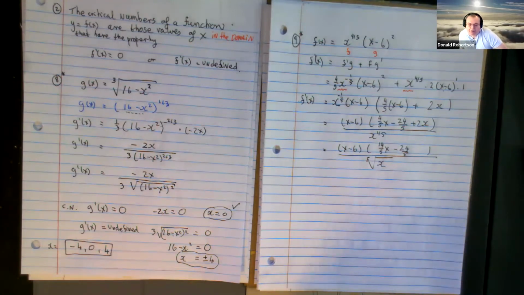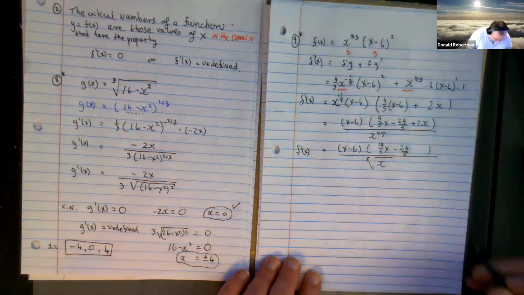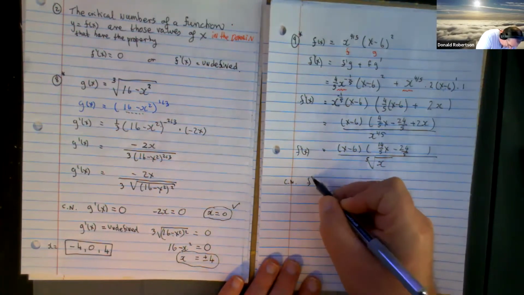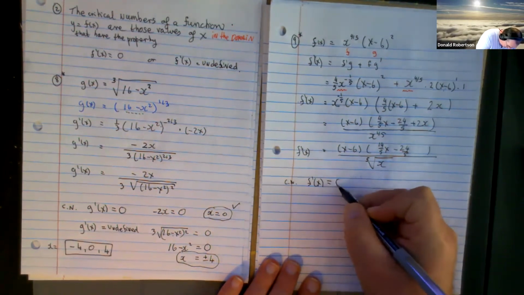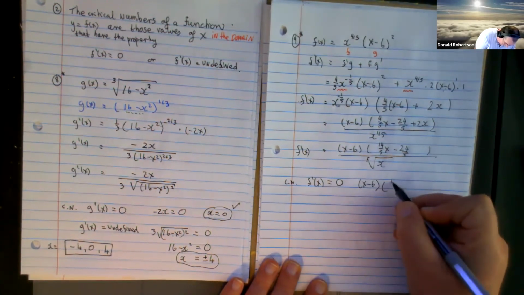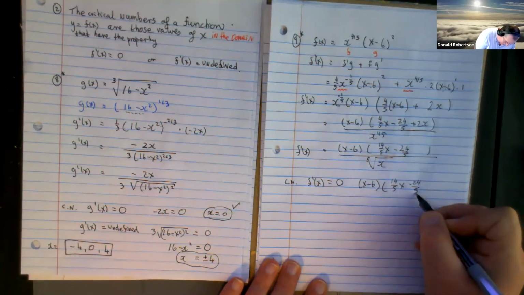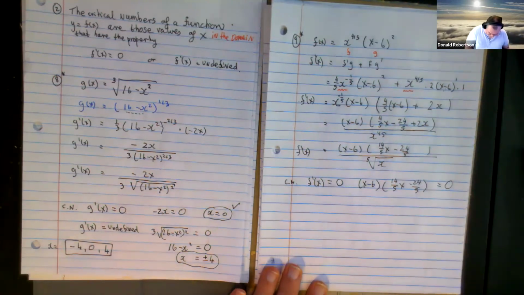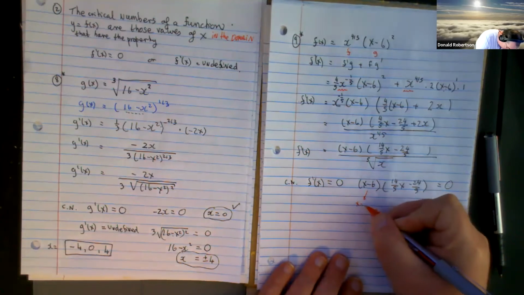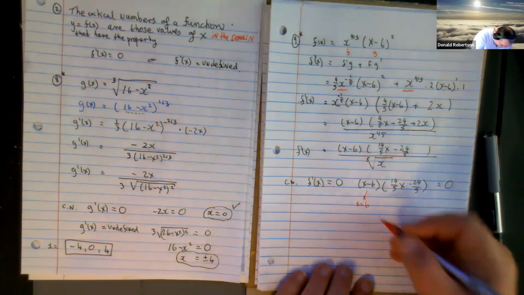It's factored the heck out of it, and it looks like the original. Actually, looks a little bit better than the original. So let's go for the critical numbers now. The derivative is going to be 0 only when the top is 0. Well, the top is that. And that is going to be 0 when x is 6. Let's check it. Can I use 6? Yes, I can.